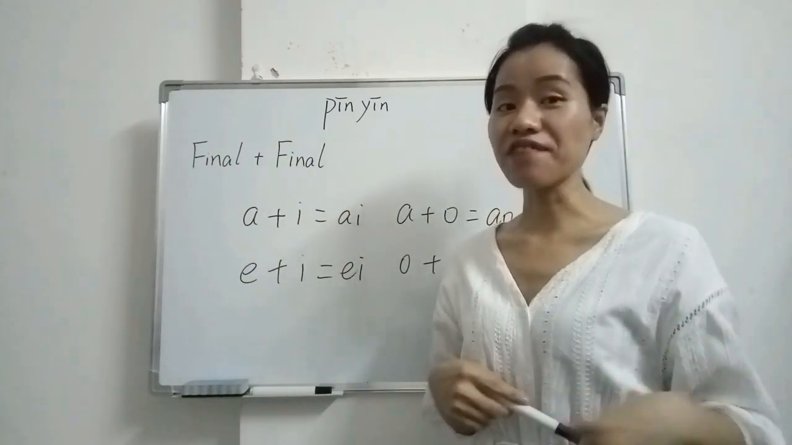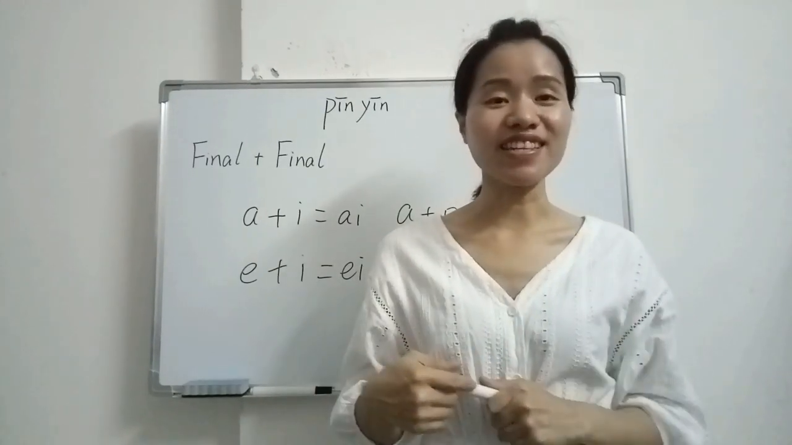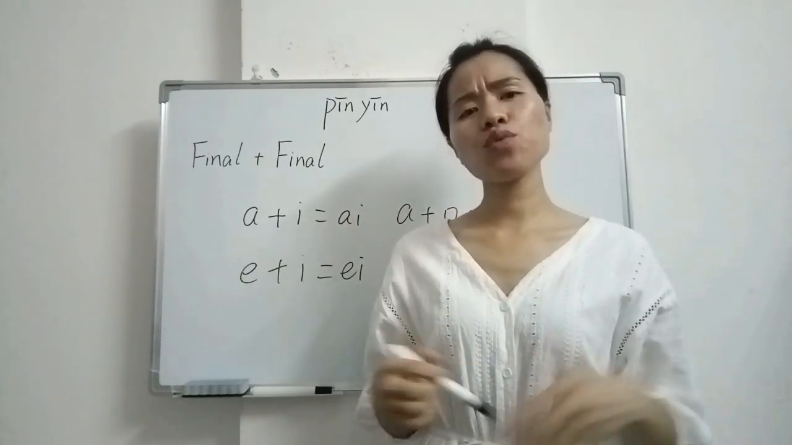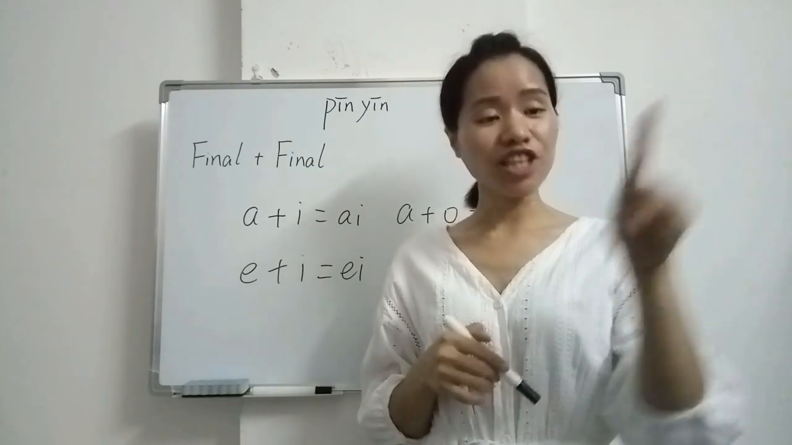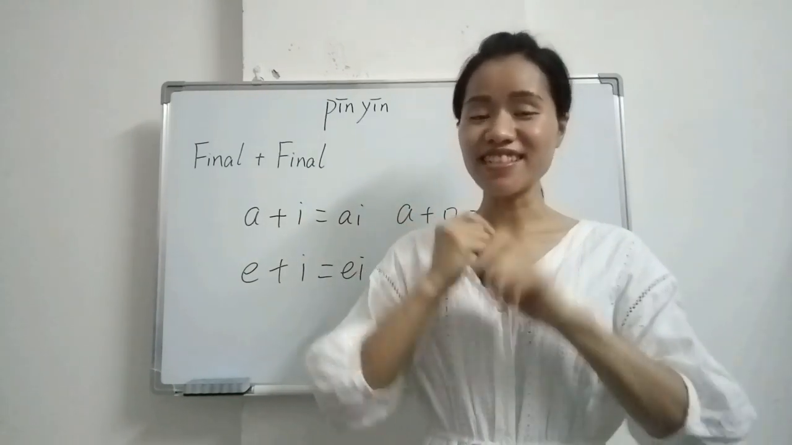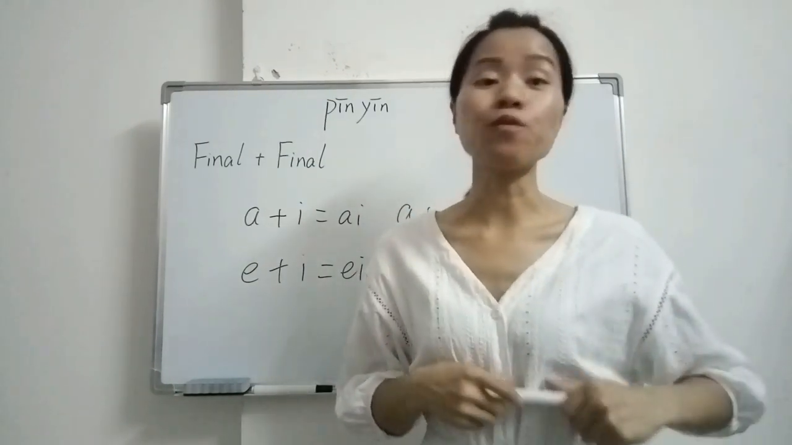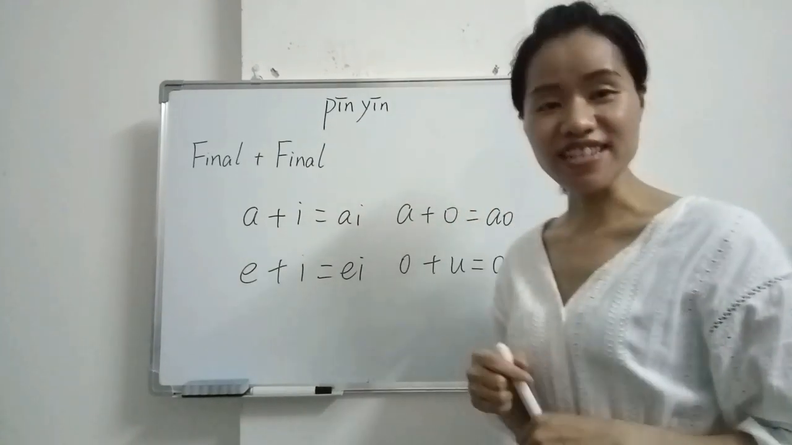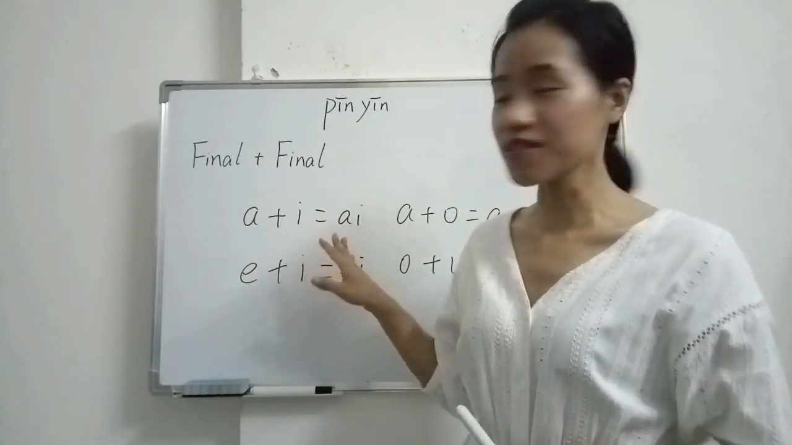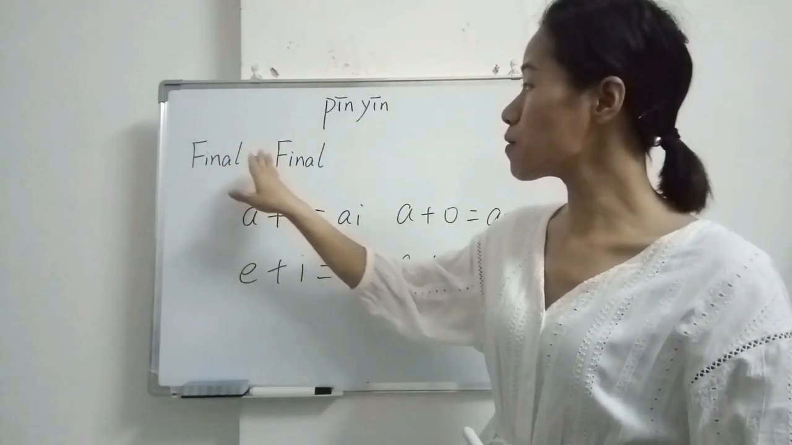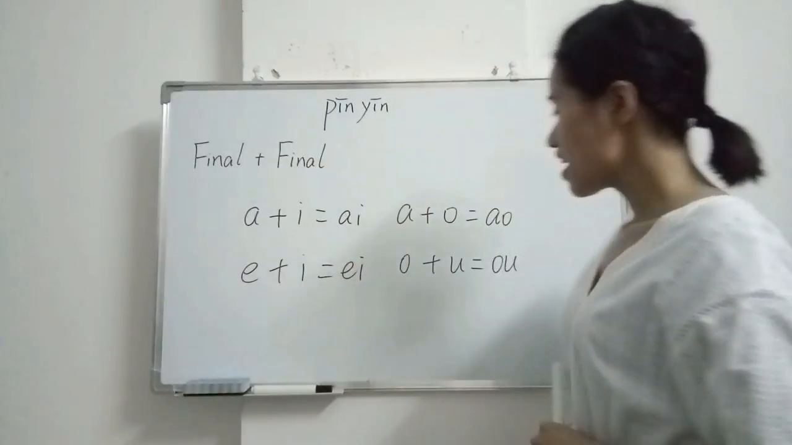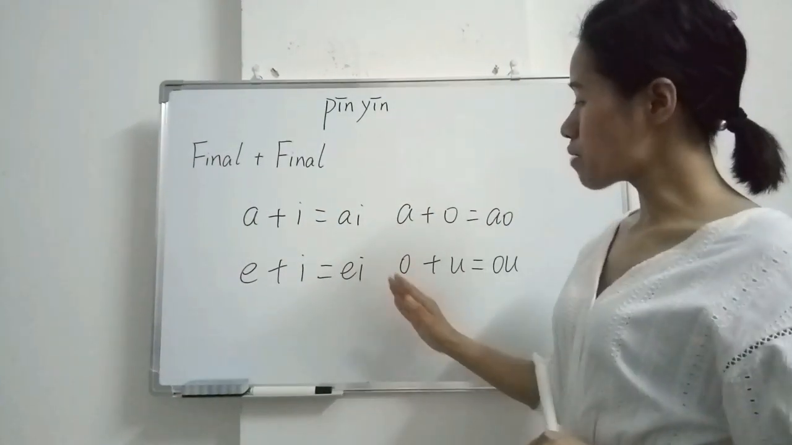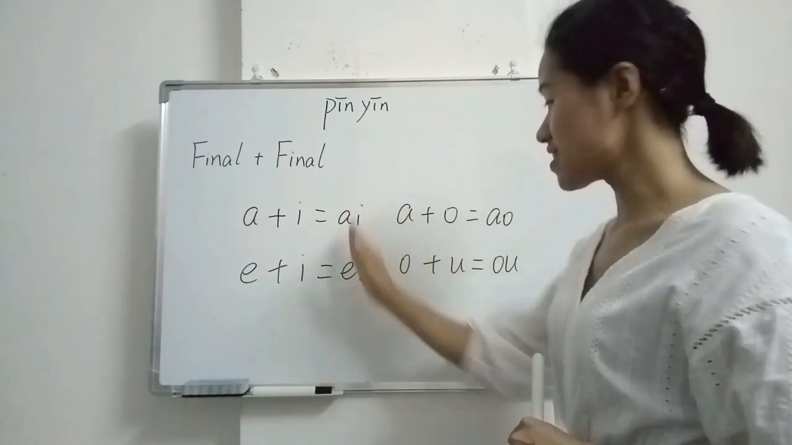Remember we have learned some finals in Lesson 3, right? And we practiced some initials and finals together, the syllable of a word. Today we are going to learn more finals. The finals are final plus final. Look at the board. Do you remember how to pronounce these finals?